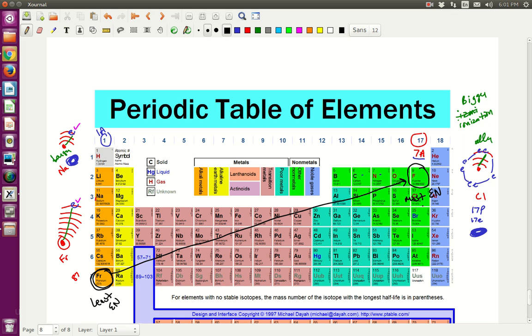Now what about size? Size is the opposite. Fluorine is the largest, okay, in size. Fluorine and helium are the smallest in size. So, opposite. The closer you are to francium, the larger you get in size. The closer you are to helium, the smaller you get in size.